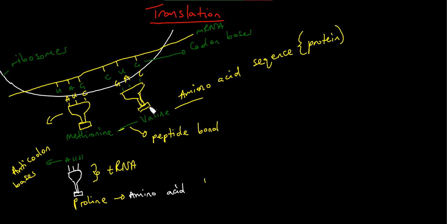So that's what's actually happening during translation. Your messenger RNA comes and lies on the ribosomes, and your transfer RNA brings amino acids. So we are saying the first step there, amino acid, the messenger RNA.